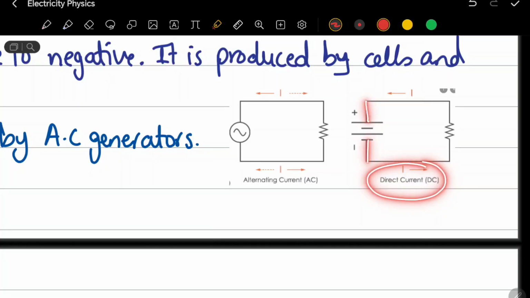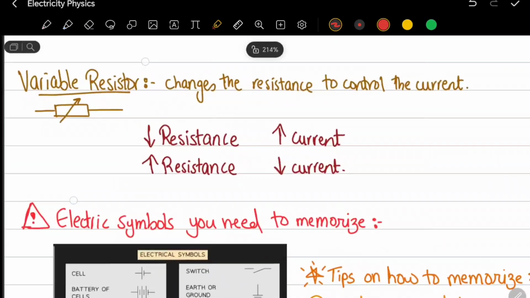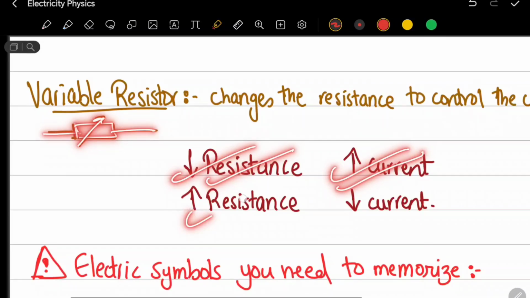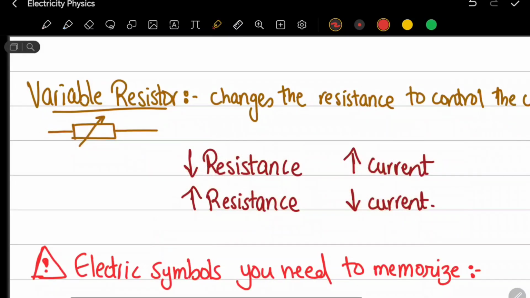And here we have the variable resistor. Variable resistor changes the resistance to control the current. And this is the symbol that we use to represent the variable resistor. When the resistance decreases, the current increases, and when the resistance increases, the current decreases. This is a rule that we need to remember, and this shows us that resistance and current are inversely proportional.